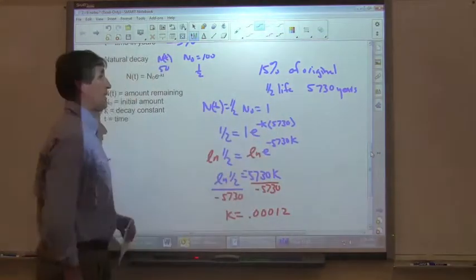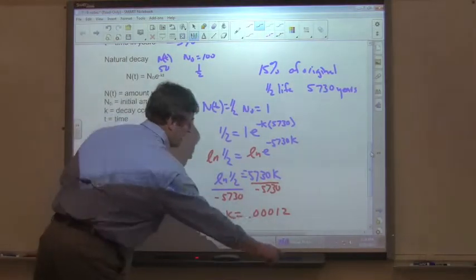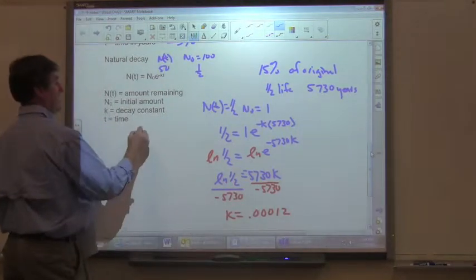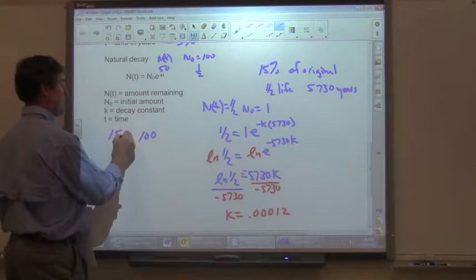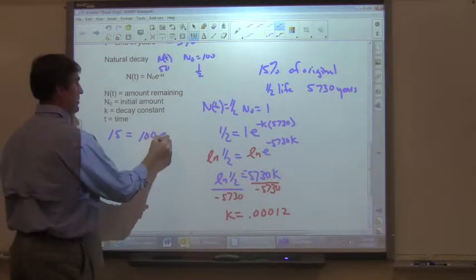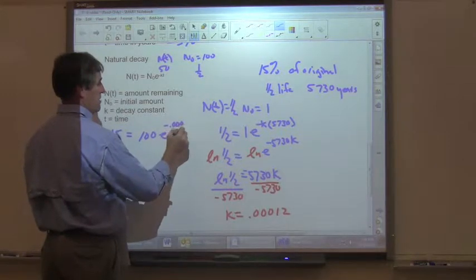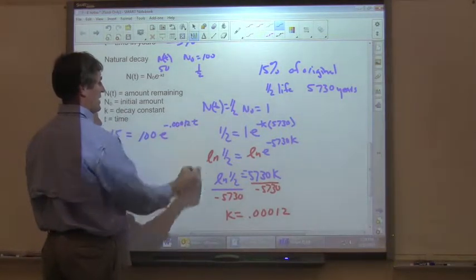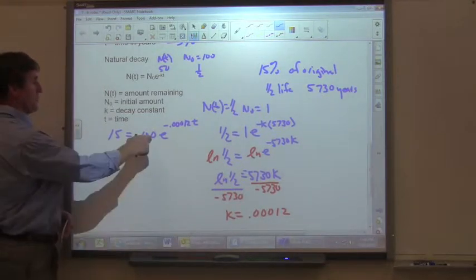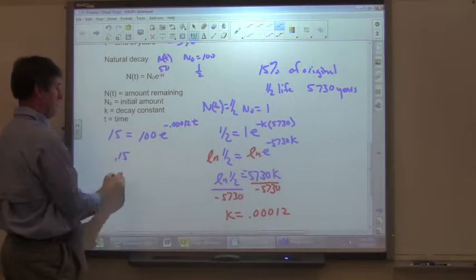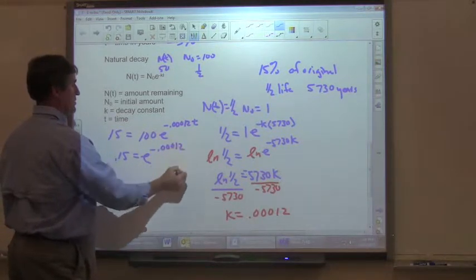and we know that it's 15% of the original. So the easy way to do that, remember that's 15 out of 100. You can pick any number you want, but again, I'm just going to say it's 100, the starting point, and that means 15% of that would be, we'd be at 15, equals 100 times e to the negative k t. We now know what k is, 0.00012, and now we're going to find the time. So we divide by 100, 0.15 equals e to the negative 0.00012t.